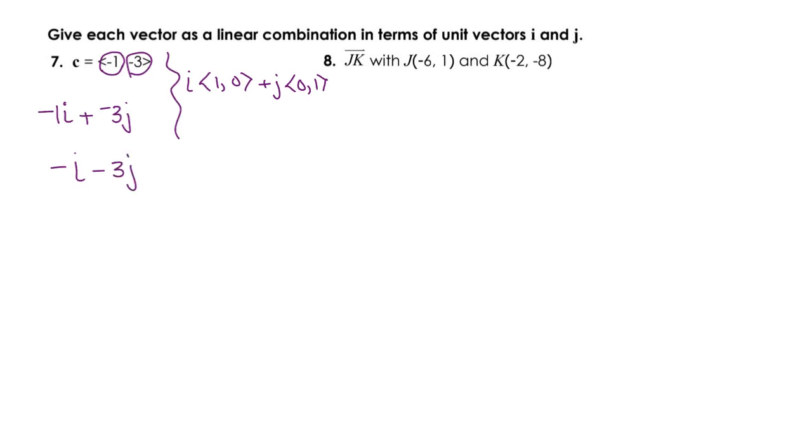All right, and then the same idea over here on number 8. However, we do need to get this vector in component form first. When we rewrite that, we're going to have negative 2 minus a negative 6, negative 8 minus 1. And now we're ready for our linear combination, which would just be 4 times i minus 9 times j.